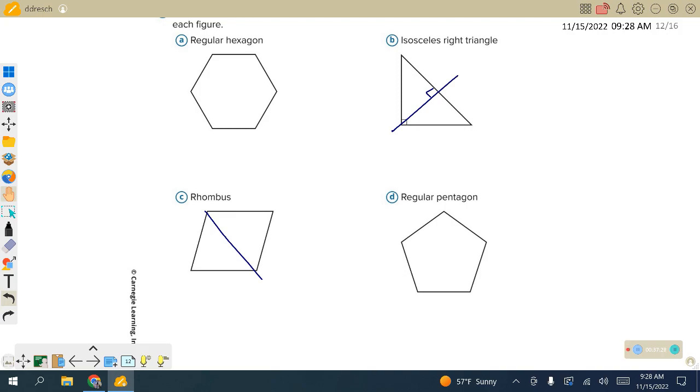And the last one, how about the pentagon? Vertical. Definitely vertical. Anything horizontal? No. Okay, vertical. Anything else though? Those also have the other ones, right? From the vertex to its opposite side, it's got to be perpendicular there, right? So it has a line from each vertex to its opposite side. Okay? All right. So that's a little bit of reflectional and rotational symmetry for the day.